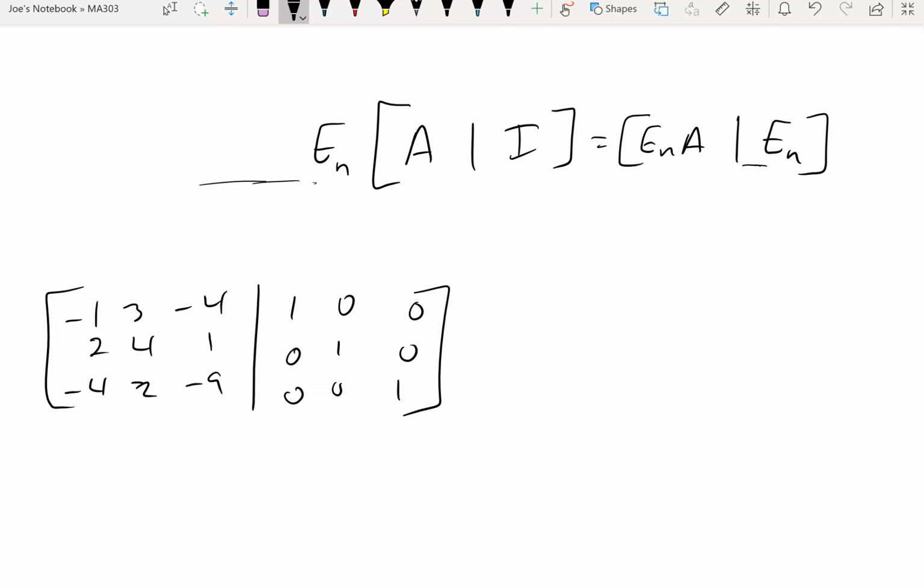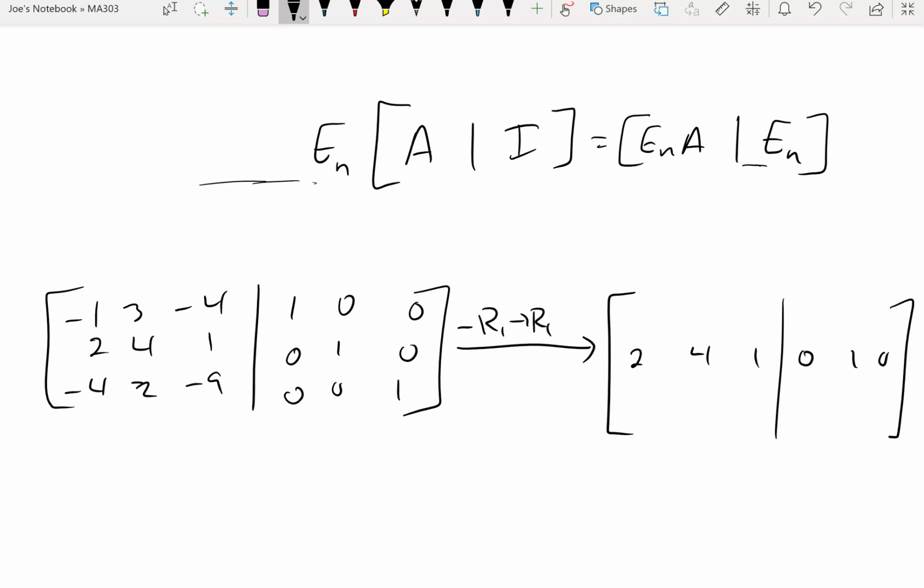What do I need to do to get a 1 in the upper left-hand corner? -1. It's probably the easiest way to do it, right? Do -1 times row 1, replace row 1. Doesn't change row 2. Doesn't change row 3. And all it does is flip the signs for the first row.